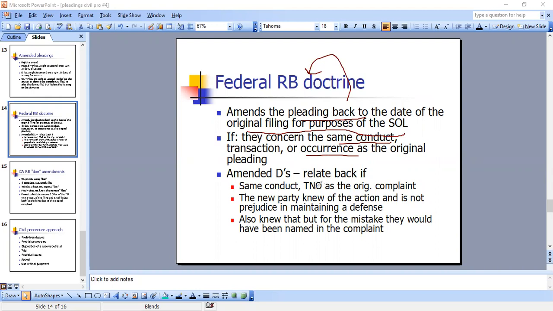Amended defendants relate back if the same conduct, the same transaction or occurrence as the original complaint, the new party knew of the action and is not prejudiced in maintaining a defense, and also knew that, but for the mistake, they would have been named in the complaint. So this is when you want to add a party. I forgot to name a party, okay? Relation back doctrine. I've seen this in MBEs and Lawson essays.